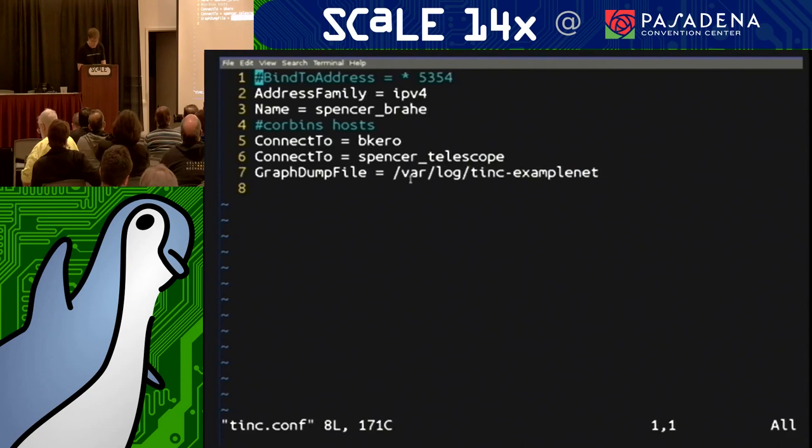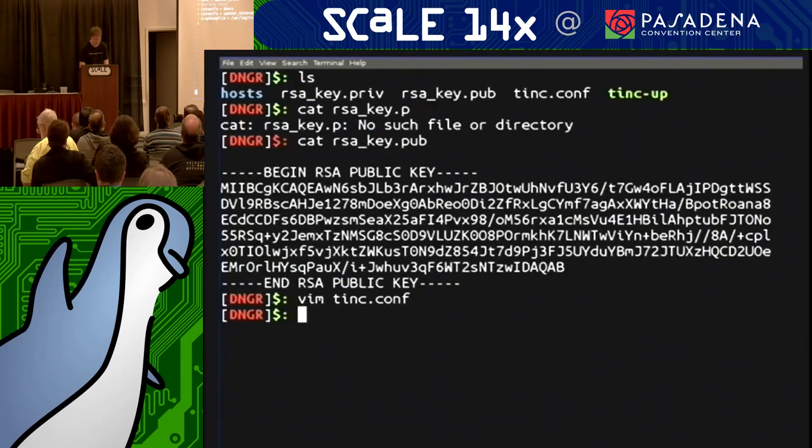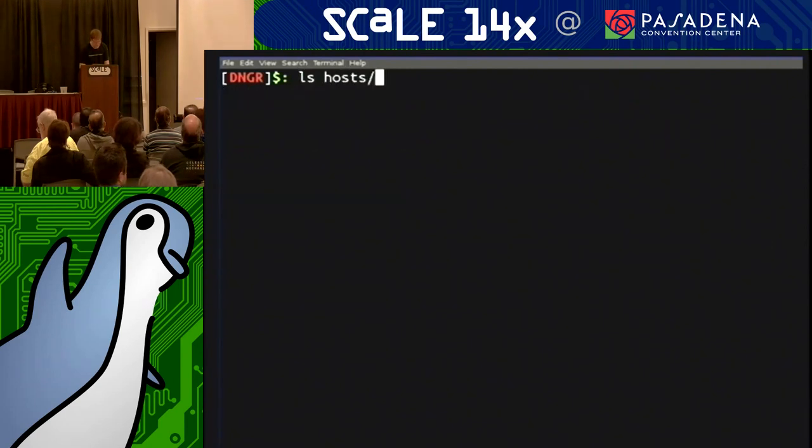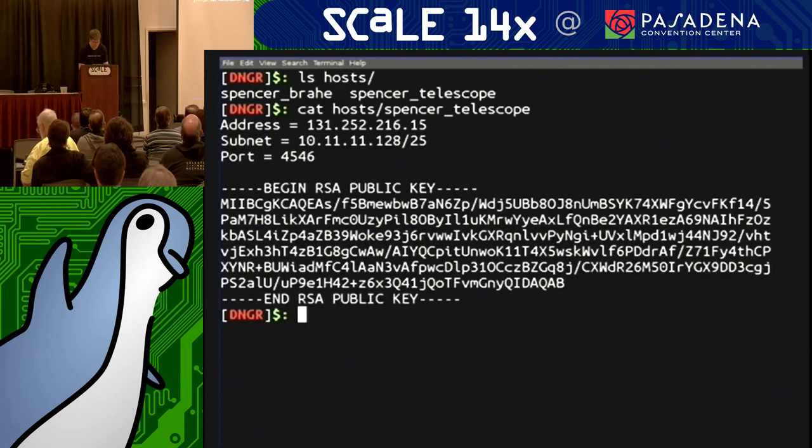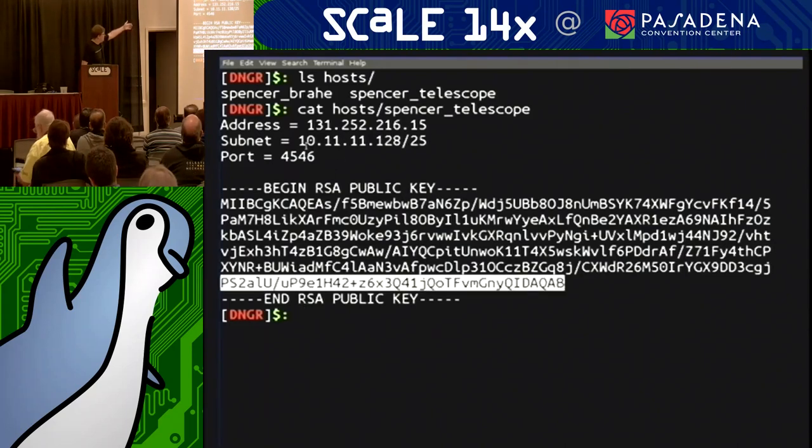It's interesting that in tinc.conf is where you specify who to connect to, but you do not specify with this file who can connect to you. You specify that in a completely different way, because that makes sense. So in your host directory, you have hosts files. And so if you cat host Spencer Telescope, that lets Spencer Telescope connect to me. That's the key, that's the subnet, the port, and the address.